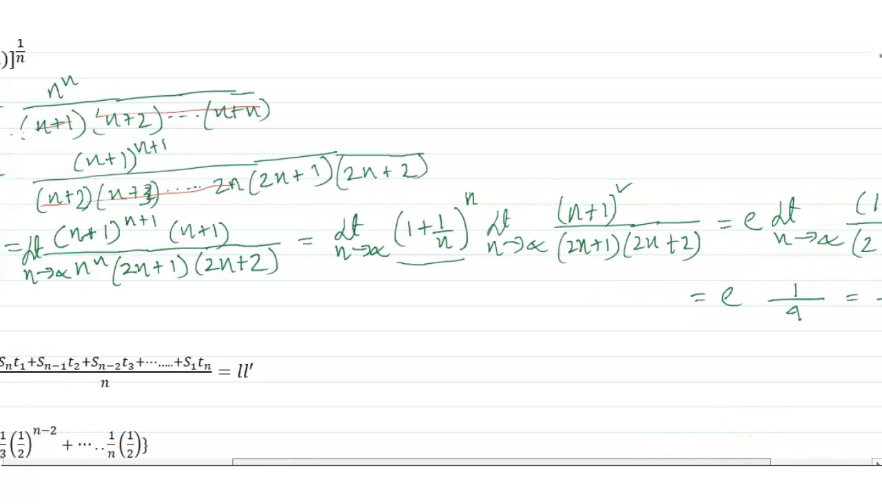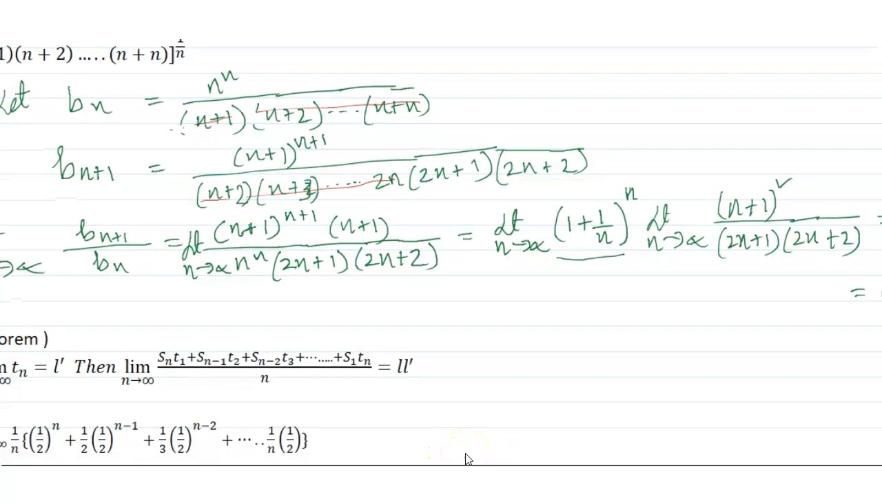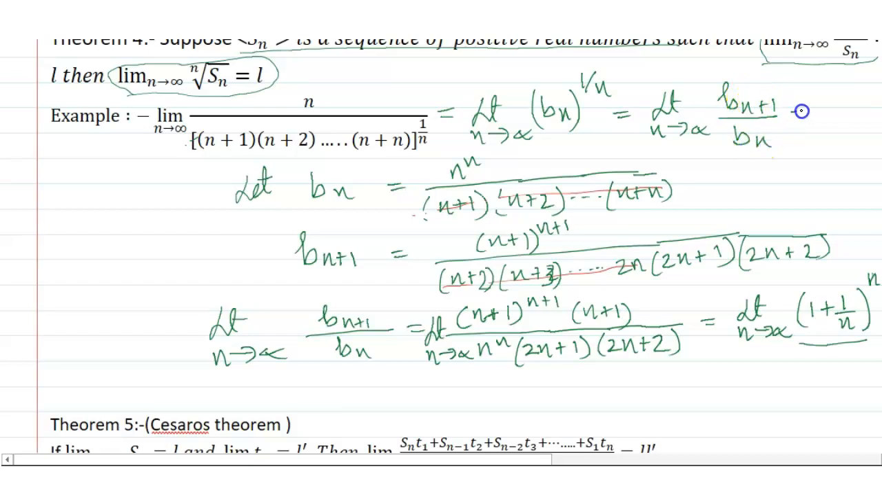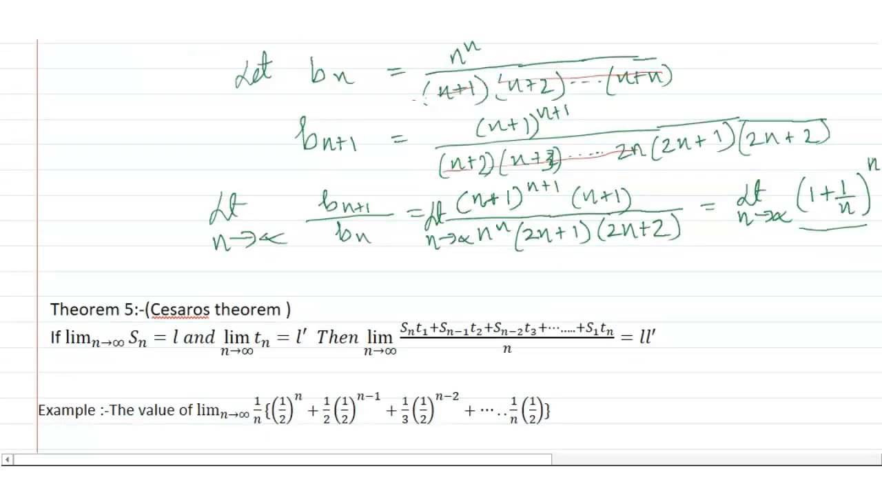Now friends, according to the application, whatever you see, this portion is limit n tends to infinity Bn whole to the power 1 by n, and by the Cauchy's limit theorem, it can be written limit n tends to infinity Bn plus 1 divided by Bn equals e by 4. So my answer is e by 4.